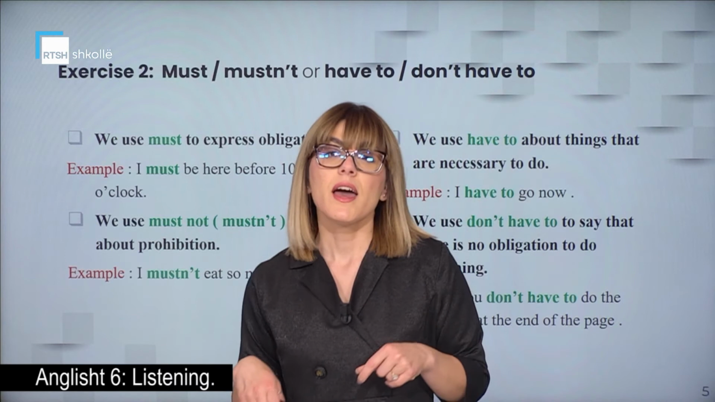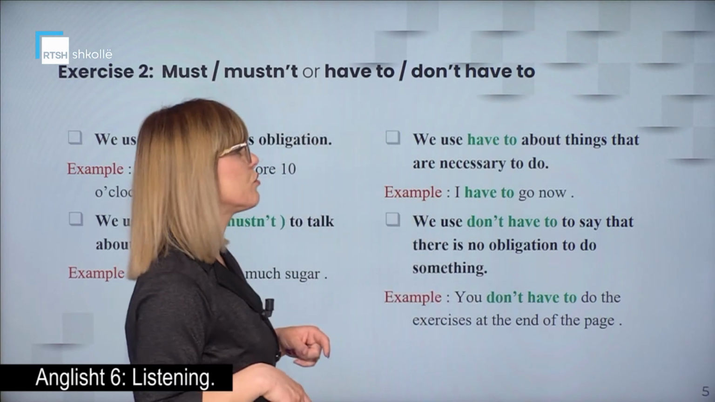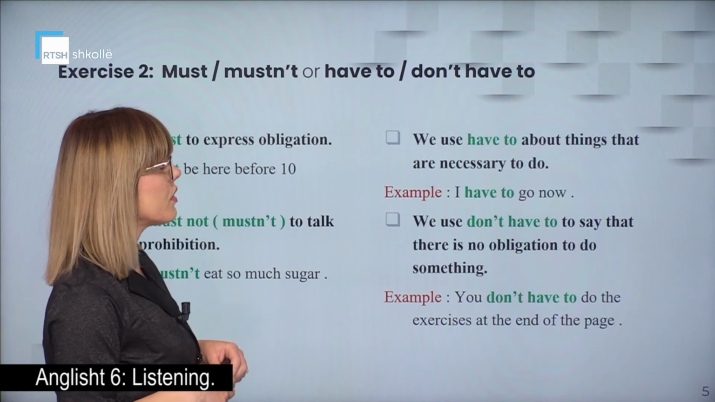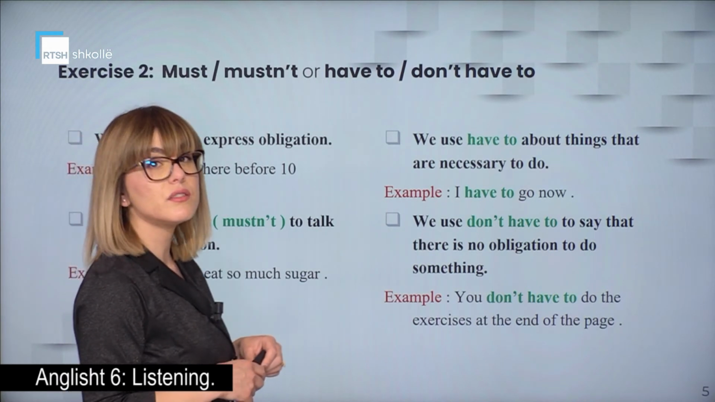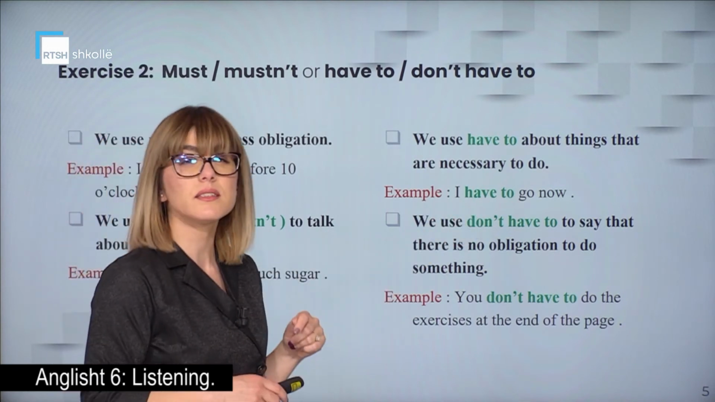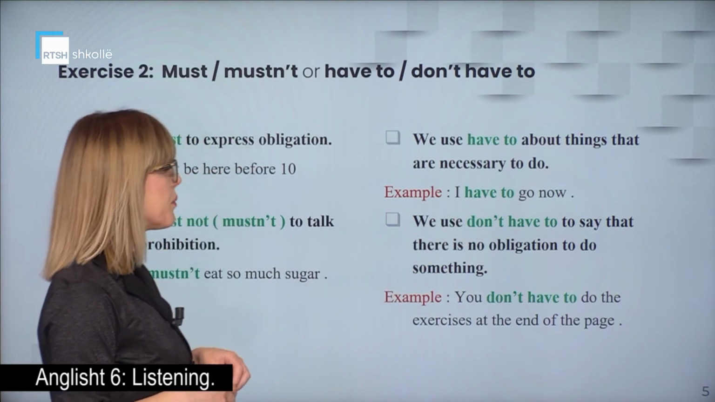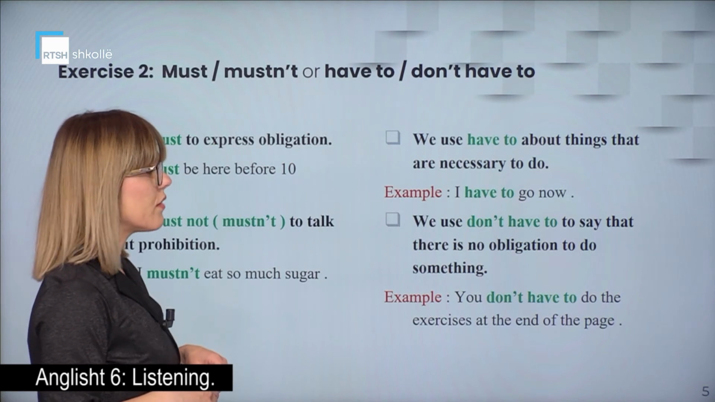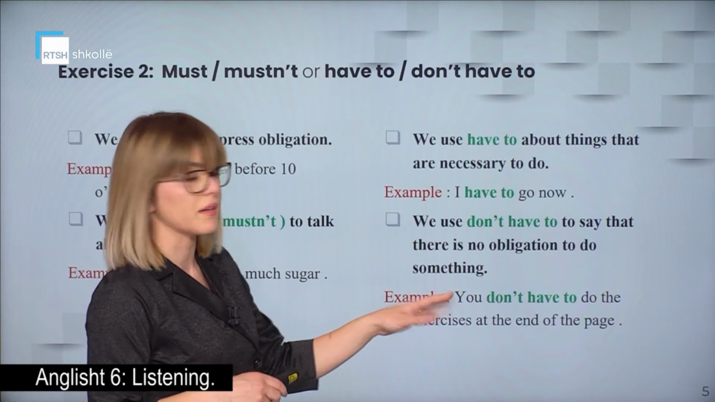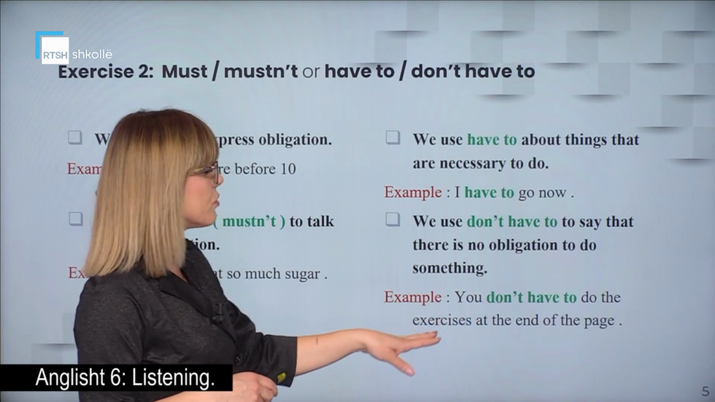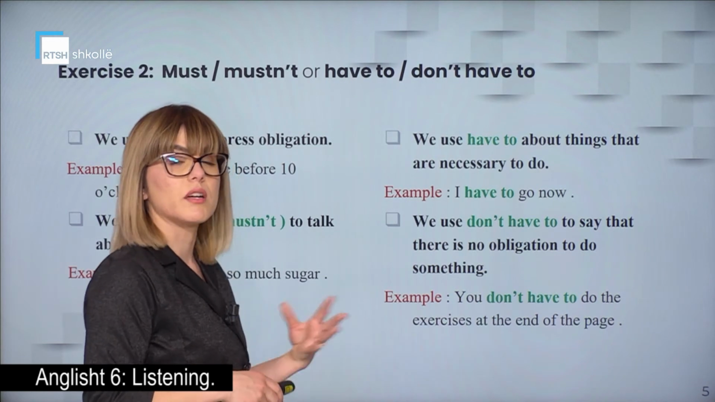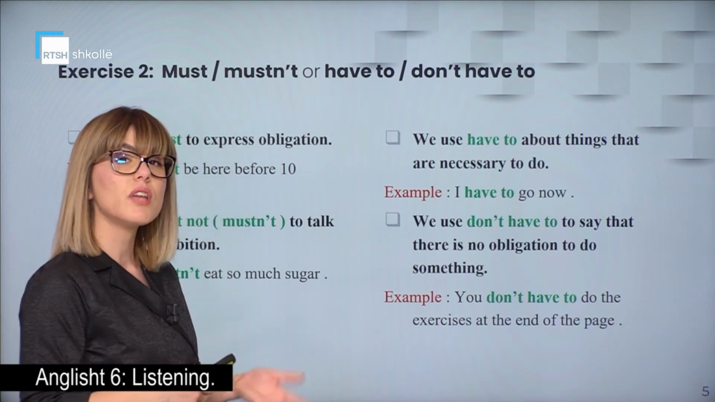Then we have have to and don't have to. We use have to for things that are necessary to do. I have to go now, so it's necessary for me to go now. We use don't have to to say that there is no obligation to do something. You don't have to do the exercises at the end of the page, so you are not obligated and you don't have to do it.